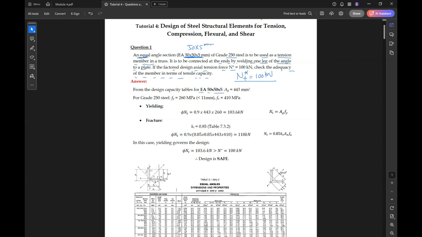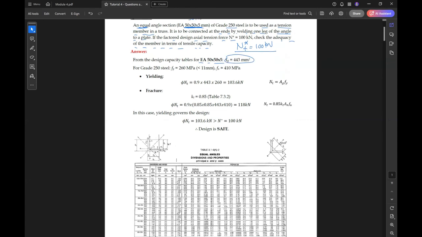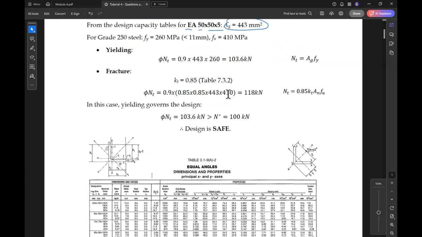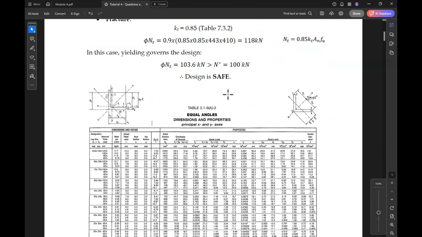From the table, area gross is 443. So let's have a look here. So this is the capacity tables. Do you have the capacity tables for steel section? We'll try to share with you if you don't have.